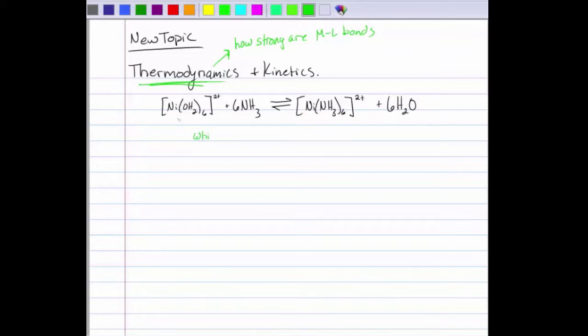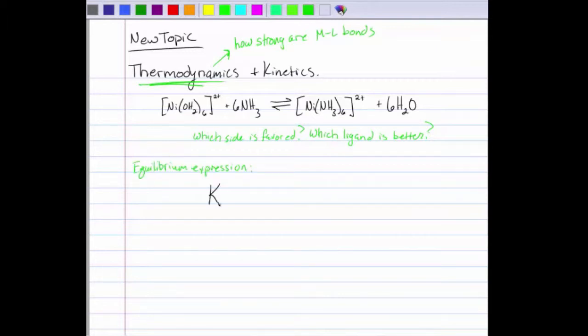So when you're talking about an equation like this, where you have a hexa-aqua nickel complex, and you add ammonia to the reaction mixture, you get replacement of all of the waters with ammonia. Which side is favored? Or, in other words, which of the two ligands, water or ammonia, has stronger bonds to nickel? It's also just a question of which ligand is better for nickel. To talk about things like this, we use equilibrium constant expressions.